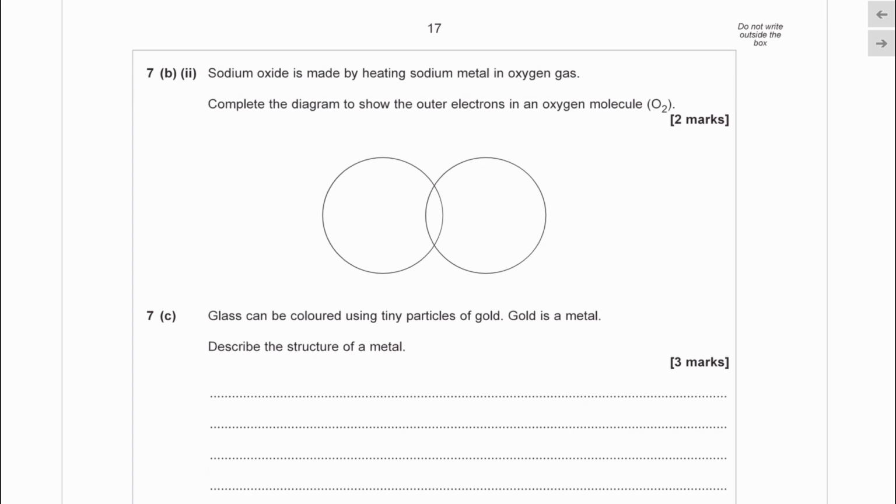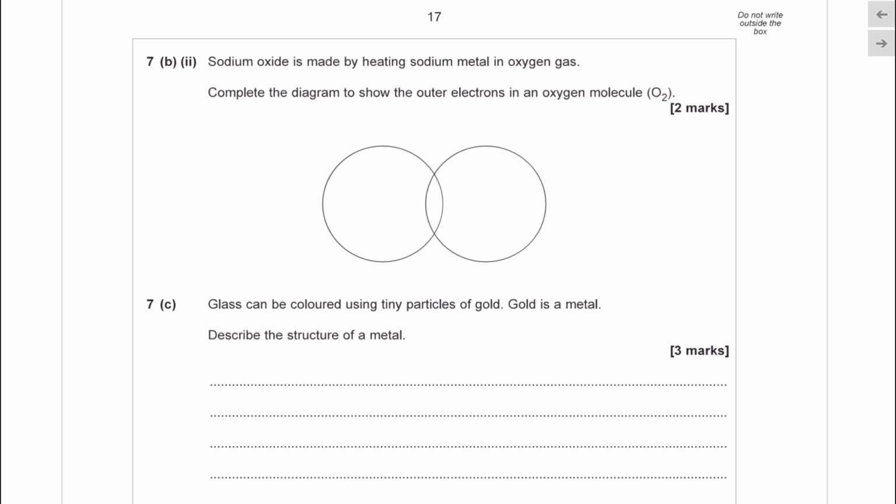Okay, 7b part 2. Sodium oxide is made by heating sodium metal in oxygen gas.